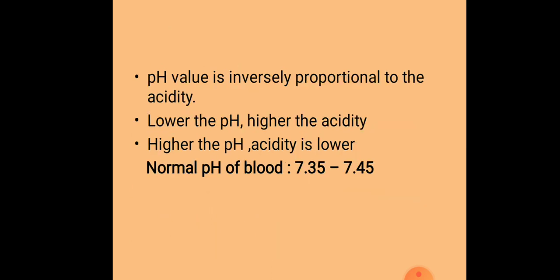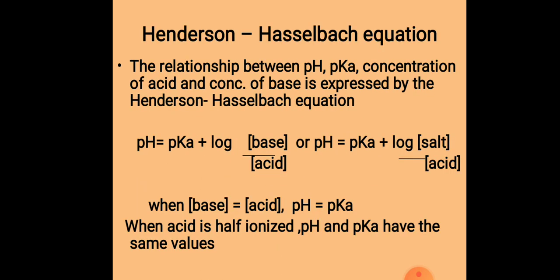Now pH value is inversely proportional to the acidity. If the pH is low, the acidity will be high for a solution, and if the pH is high, the acidity will be lower. And the normal pH of blood is in the range 7.35 to 7.45.